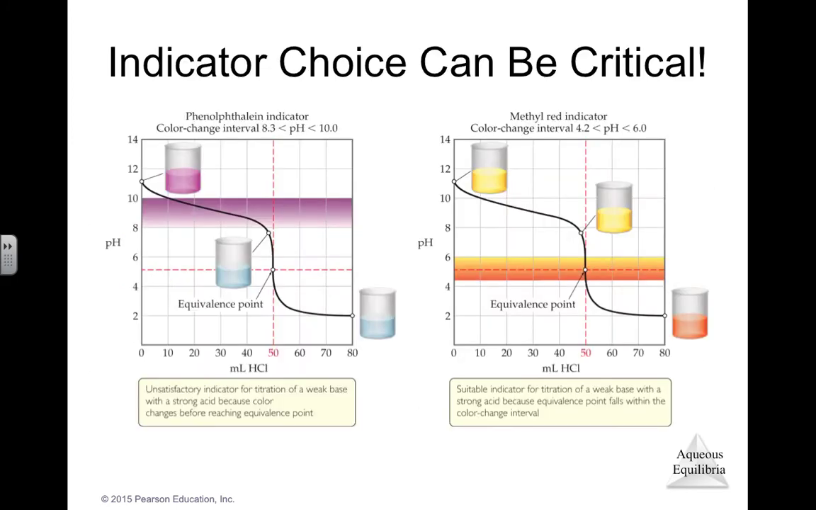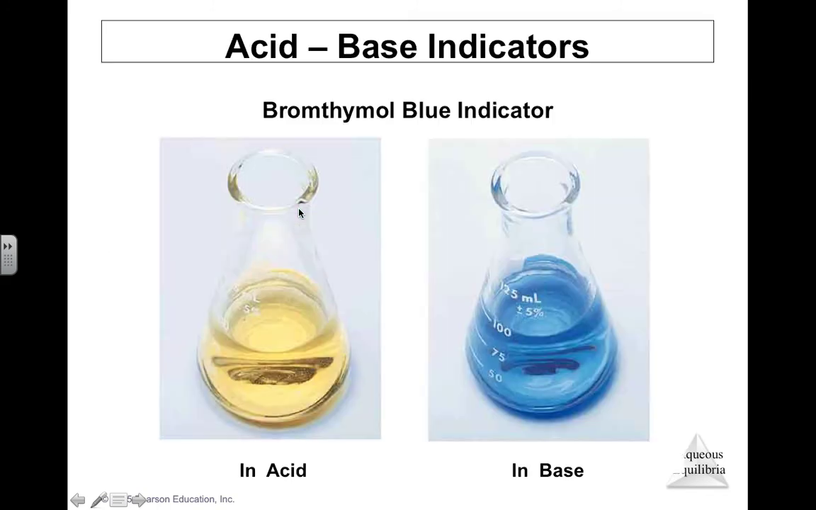Now the indicator choice can be critical because if you choose the wrong indicator, so notice phenolphthalein changes between a pH of 8 and 10. Well, if your equivalence point is somewhere between 5 and 7, then phenolphthalein is not going to be of any use. So you need to make sure that the indicator that you choose changes color when you need it to. So methyl red might be a better choice if we need the equivalence point to be between 4 and 6. Phenolphthalein might be better if we expect the pH at the equivalence point to be higher.